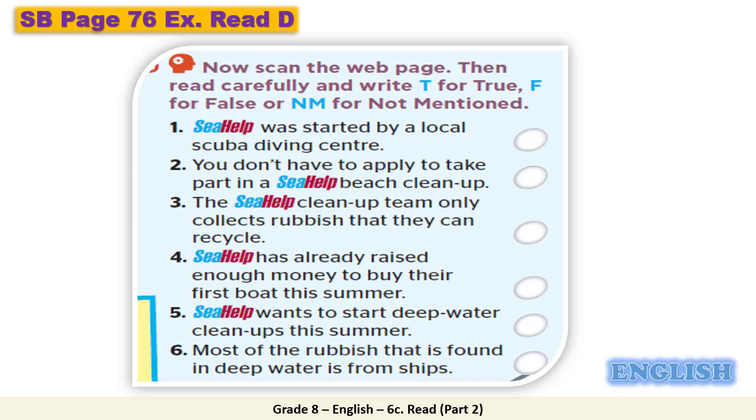Now, let's move to exercise D and let's read the instructions together. Now, scan the web page again, then read carefully and write T for true, F for false, or NM for not mentioned. So your job now is to read again and to decide if the sentences are true, false, or not mentioned. You have 5 minutes and you can start now.